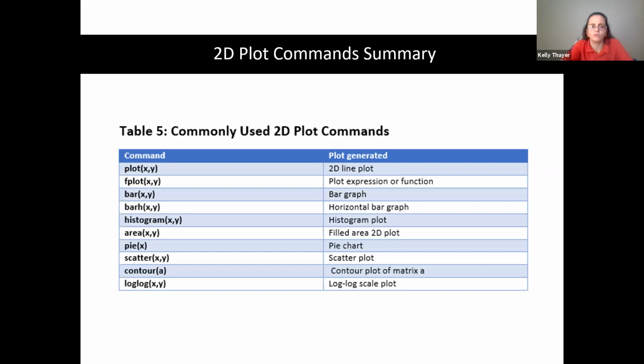These are some commonly used 2D plot commands. The command is listed on the left, and the plot generated is on the right. We can see that there are many different kinds of plots. So, for example, you might have a 2D line plot, which you've looked at, plots for functions, bar graphs, horizontal bar graphs, histograms, area plots, pie, scatter, contour plots, and log-log scale plots are some examples of what you can easily customize using the available pull-down menu or that strip in MATLAB.